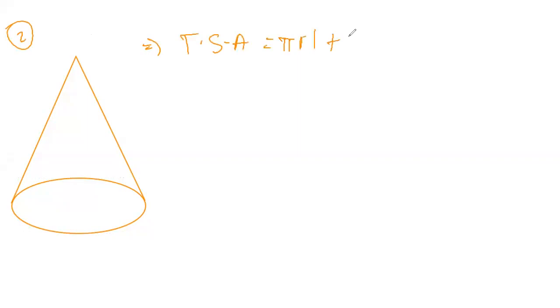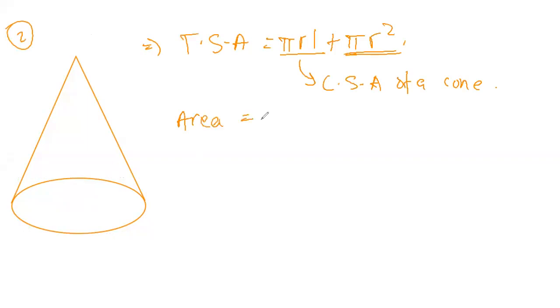First, I'll tell you the derivation, the roots of this formula. Previously we have learned that pi r L is the curved surface area formula for a cone. And pi r square is the formula for the area of a circle. So the area of a circle is equal to pi r square.